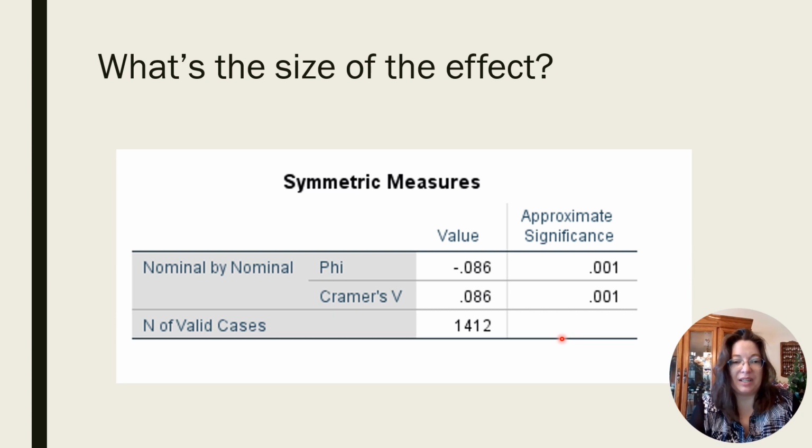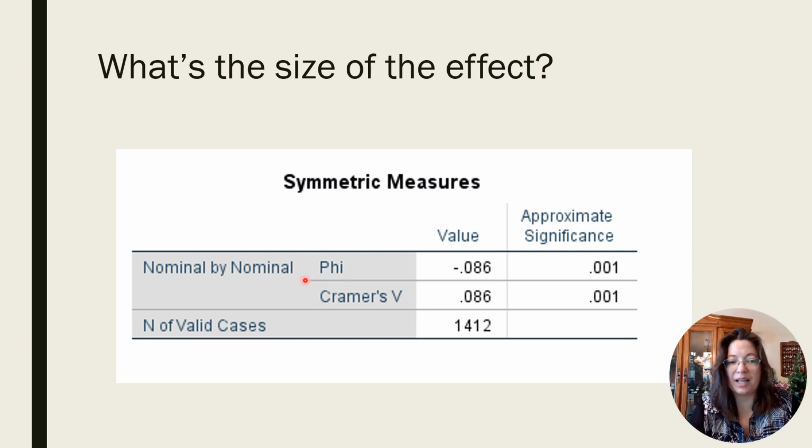We can't forget what we learned last week, and that is that just because something is statistically significant doesn't mean it's meaningful. So we need to look at the effect size. The effect sizes for chi-square are phi and Kramer's V. These are the two most frequently used ones.